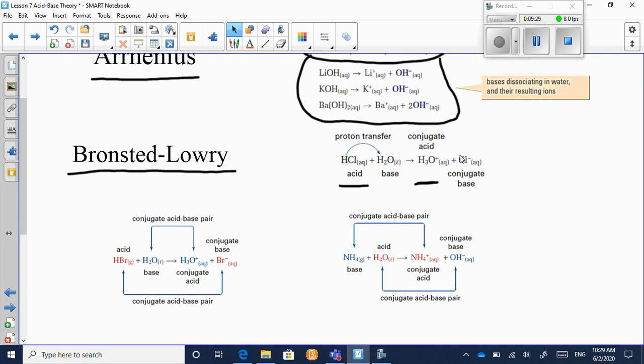So it's very similar to the Arrhenius definition. Arrhenius would have said HCl would dissociate into H+ and Cl-. So it's a slight difference. First of all, you can see that Bronsted and Lowry figured out that H+ can't exist on its own, and so that's why it quickly joins up with the water. But essentially, it's the same process.